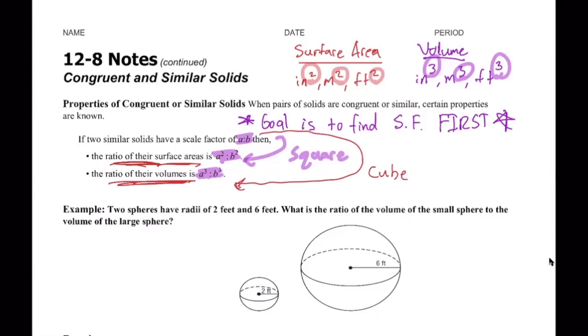Pretty self-explanatory stuff. What happens if I want to go backwards? If I want to go from here to here, what would I do? I would take the square root. Beautiful. Just some throwback algebra, square root. And what if I want to go from here back to the scale factor, what would I do?